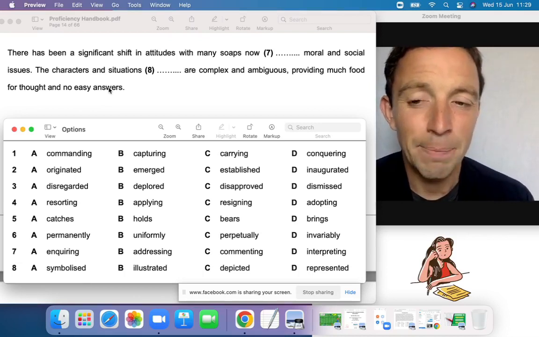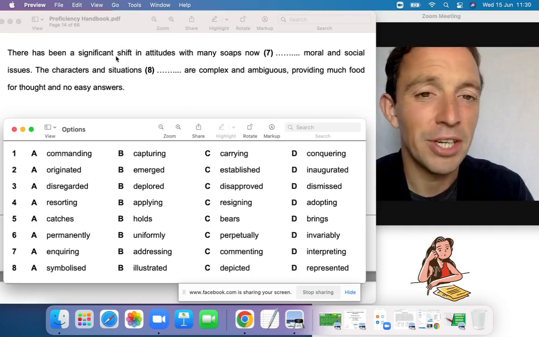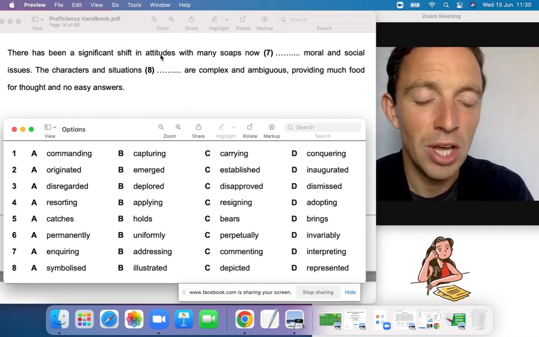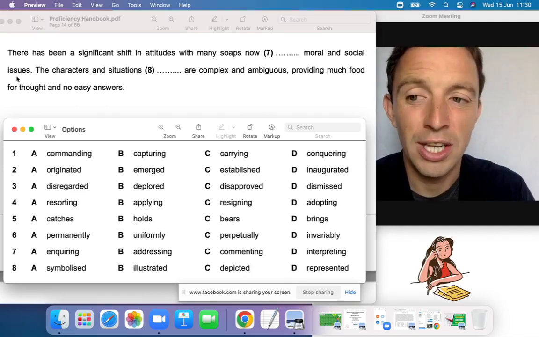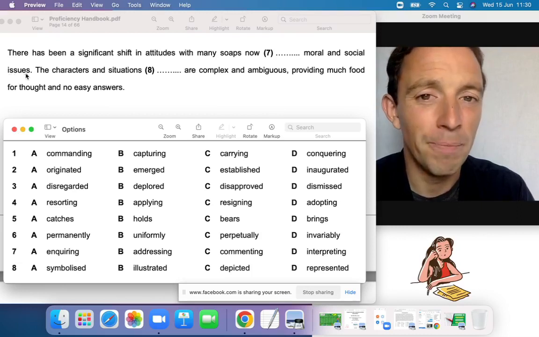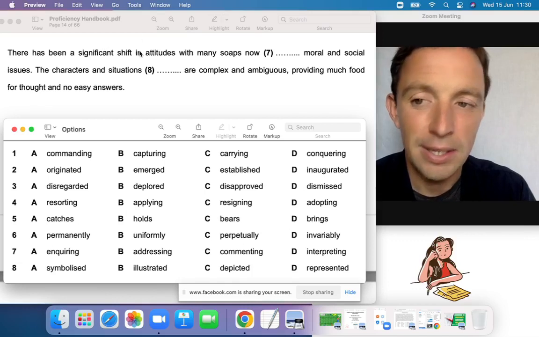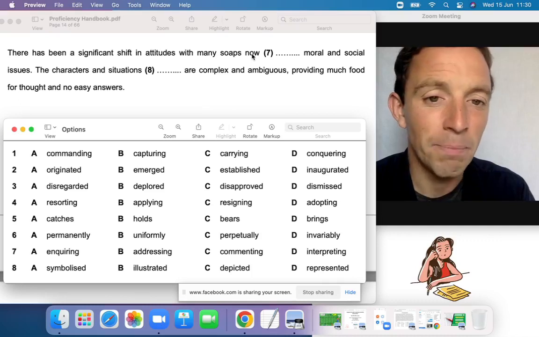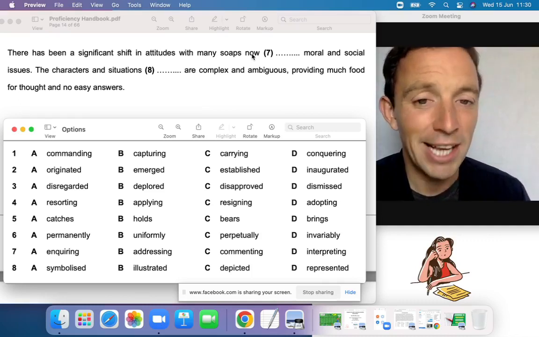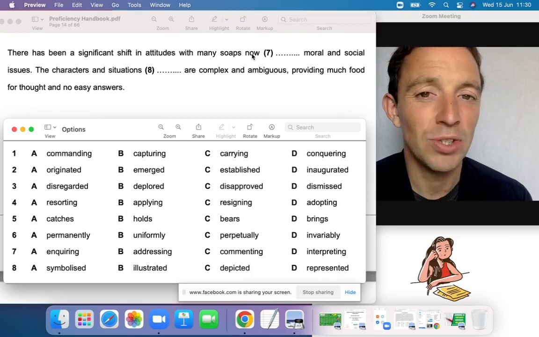So there has been a significant shift. A shift means a change. A significant shift, a significant change in attitudes, with many soaps now moral and social issues. An issue is like a topic or a problem. What is the issue? What is the problem? What is the topic? So there has been a significant change in attitudes, with many soaps now inquiring moral and social attitudes, addressing moral and social attitudes, commenting on moral and social attitudes, or interpreting moral and social attitudes.